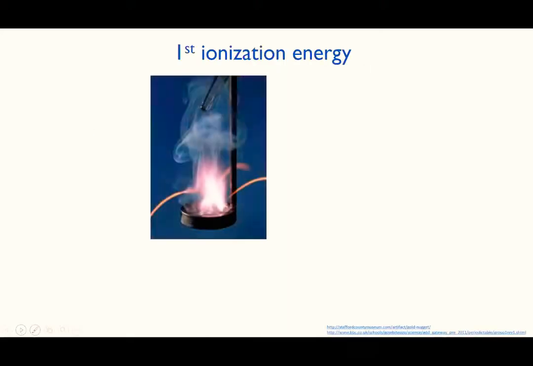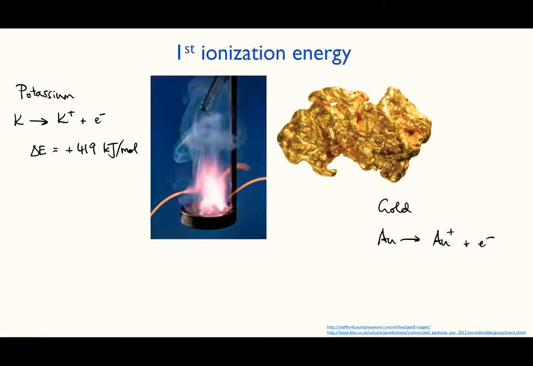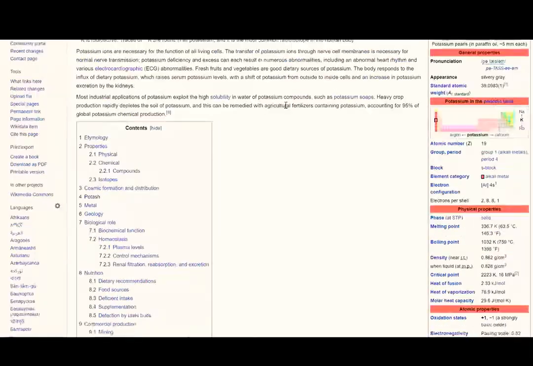Potassium, this is potassium here burning in air, has a first ionization energy of 419 kilojoules per mole, which may seem like a lot, but the first ionization energy of gold is 890 kilojoules per mole, more than twice as much. In fact, 419 kilojoules per mole is quite a low value for an ionization energy. That has a really important effect. Because less energy is required to turn potassium into an ion, it's much easier for potassium metal to undergo chemical reactions in which it becomes an ion and forms ionic compounds.